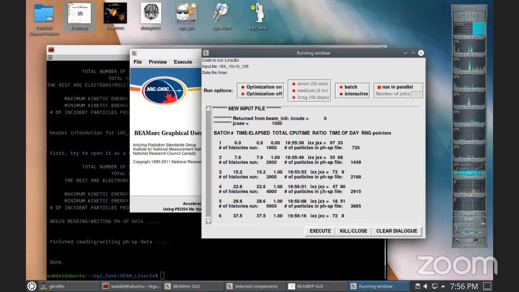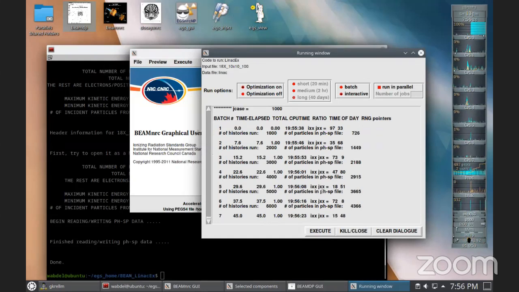This, of course, does not make sense. How can you get 700 particles out of 100? It's because we're using bremsstrahlung splitting. So we're getting a bremsstrahlung event, we're multiplying that bremsstrahlung event by 100, but the particles that are generated, we're going to reduce their statistical weight.